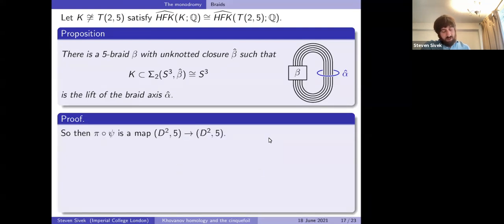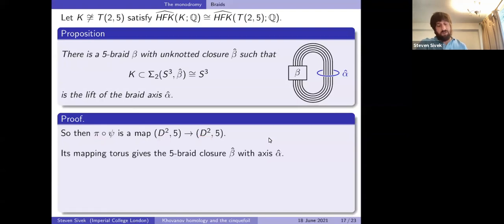So finally, if we take our original monodromy before filling in the puncture and we project down, we take the quotient by this hyperelliptic involution, we get a map of the disk to itself with 5 marked points. And its mapping torus is, if we just trace the marked points as we go around the mapping torus in the circle direction, we get exactly the closure of some 5 braid. We name its braid axis alpha hat, as I've done there.